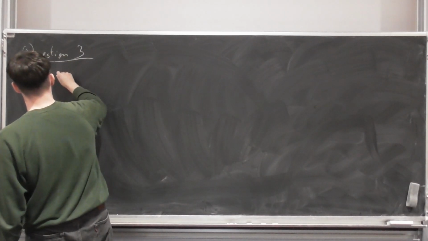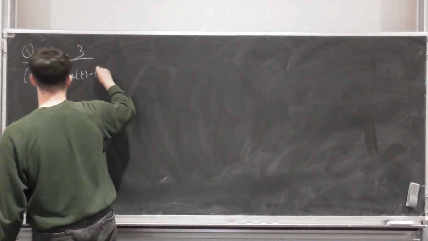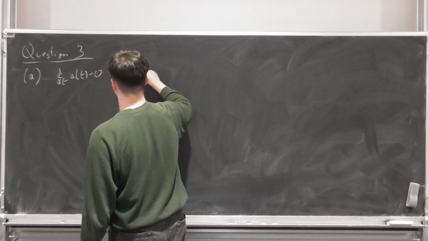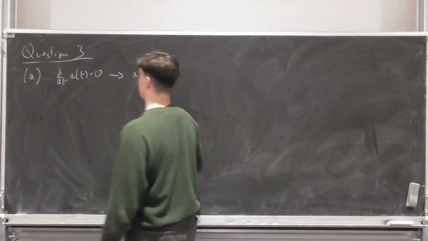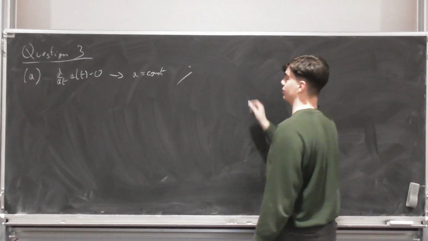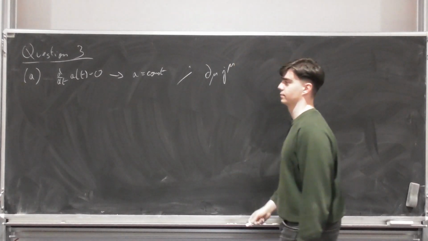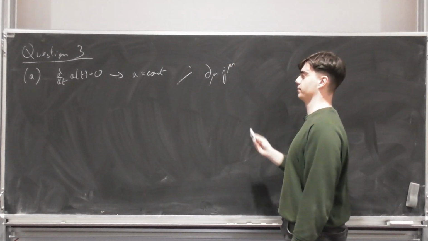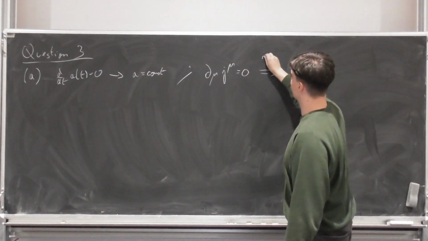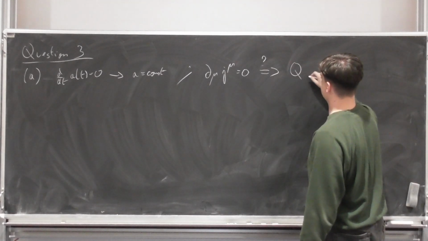So for example, if the time derivative of some function a of t is equal to 0, that tells you that a is just a constant with respect to time. In this context, it's going to be the divergence of the 4-current, so ∂_μ J^μ. If this is equal to 0, show that this gives rise to a conserved charge, Q.